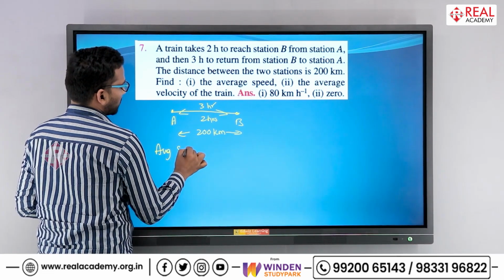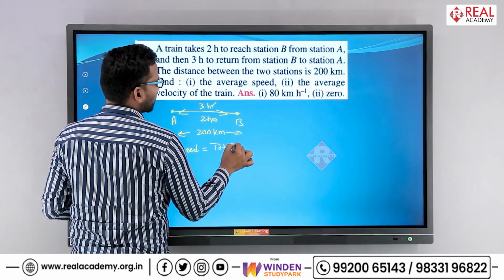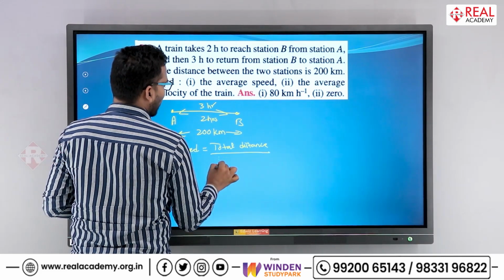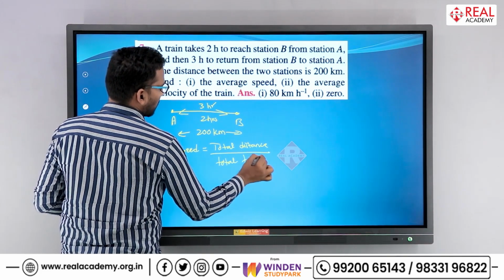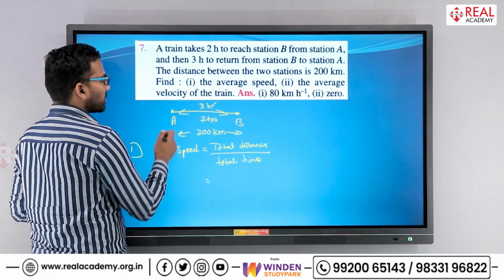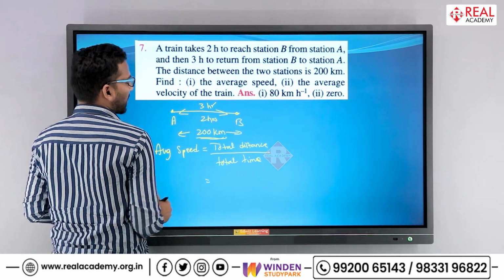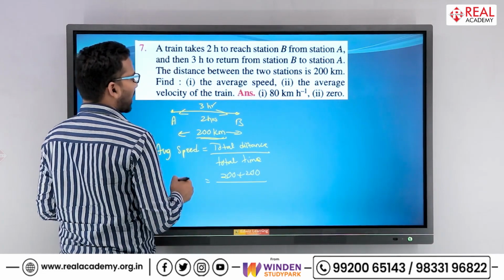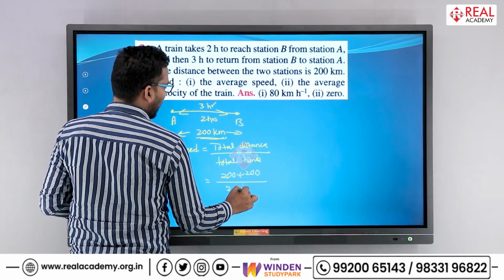The average speed. Average speed is total distance upon total time. है ना? Just now last क्वेश्चन में हमने देखा था टोटल डिस्टेंस अपॉन टोटल टाइम. व्हाट इज द टोटल डिस्टेंस? A टू B जा रहा है 200 किलोमीटर, फिर B टू A आ रहा है, तो टोटल डिस्टेंस कितना ट्रैवल किया? 200 प्लस 200 अपॉन टोटल टाइम. A टू B के लिए 2 hours and B टू A के लिए 3 hours.